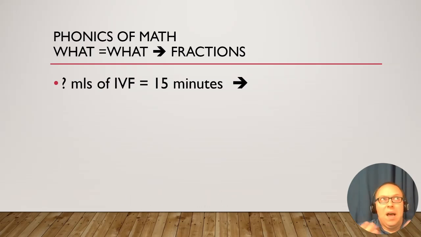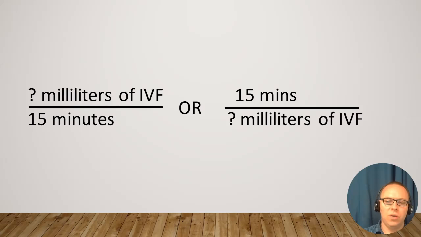Let's say I don't know how many milliliters of IV fluid I need, but I know I need to deliver that over 15 minutes. How am I going to put that into a fraction? So you can have question mark milliliters of IV fluid over 15 minutes, right? The more descriptive your labels are, the better off it's going to be for really complicated problems. For fairly simple problems, you can get away with a vague unit, but if you have a really detailed problem, you're going to want a really detailed unit.